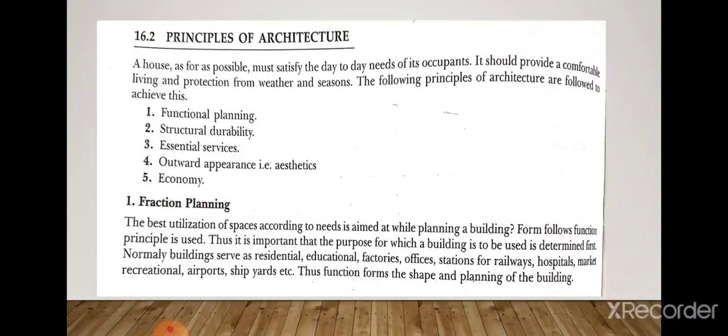Form follows function principle is used. Thus, it is important that the purpose for which the building is to be used is determined first. Normally, buildings serve as residential, educational, factories, offices, stations for railways, hospitals, markets, recreational, airports, shipyards, etc. There are many more types besides these also. Thus, function forms the shape and the planning of the building. That means the shape and size of the building, the basic form of the building, will depend upon its function.